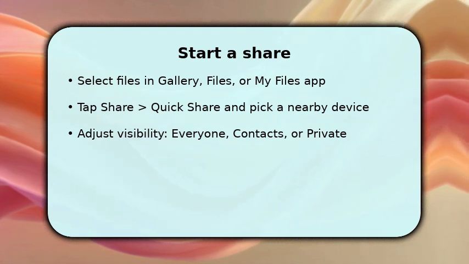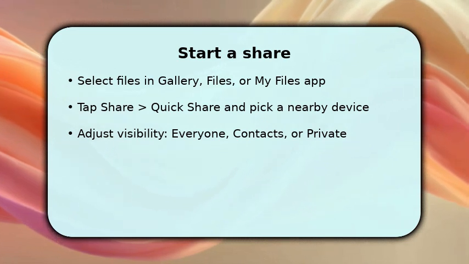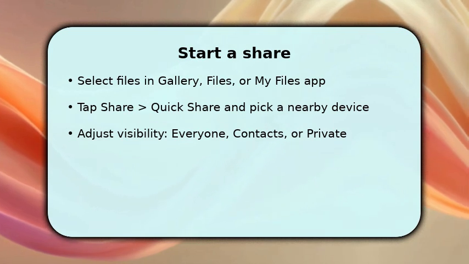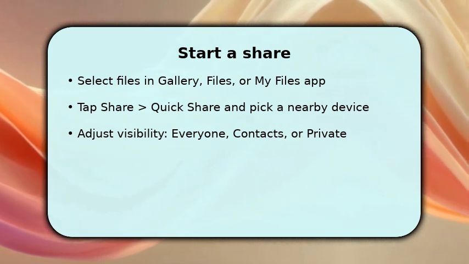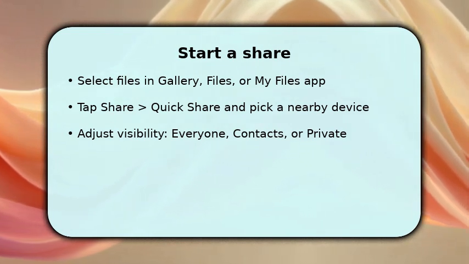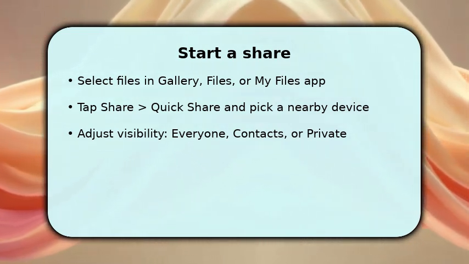The app scans for nearby Samsung devices. Choose the recipient shown by name or device model. If you don't see them, ask the recipient to enable QuickShare visibility. Make sure you set visibility to everyone or contacts so the device appears. Once the recipient accepts, transfer begins automatically and shows progress on the screen.